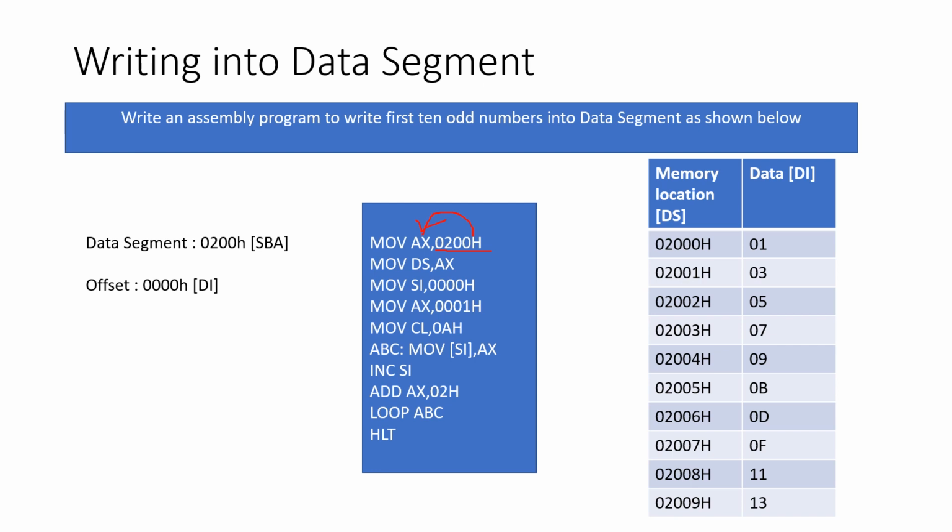The same program I'm running. Let me run this program. The program run is completed. You can see it got updated with all the 10 odd numbers that we wanted to store in this data segment as per the program. Remember, my code segment I have written into the 1000 memory location by default. That is how the simulator runs.